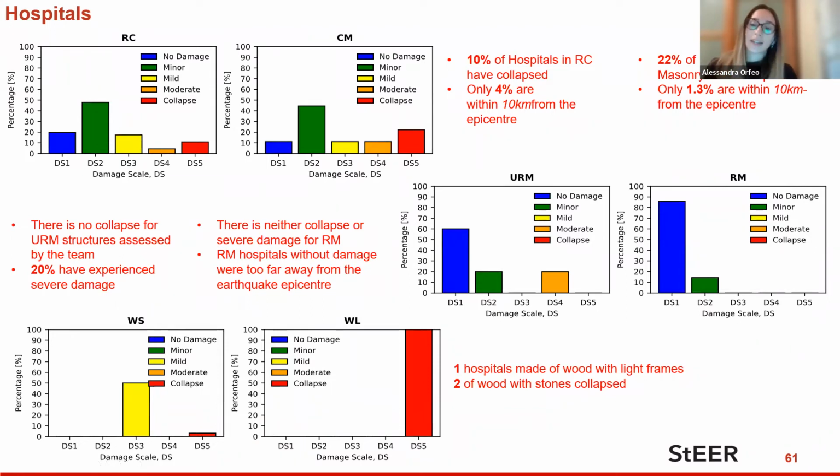The next slide shows the distribution of the damage grades for the assessed buildings. It can be noted that 10% of the reinforced concrete surveyed buildings collapsed. The more severe damage grades were mainly recorded actually in building design with the obsolete or absent seismic codes. The confined masonry is the most common structural typology among the masonry buildings. 22% of them has collapsed, and only one hospital was made of wood with light infills and 2 with stone infills, which has collapsed. They were far away from the main epicenter, suggesting that they were either poorly designed or already in a very poor condition.